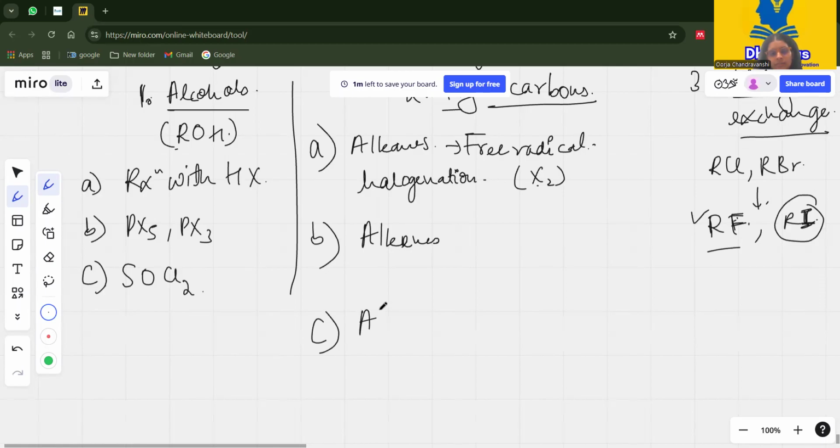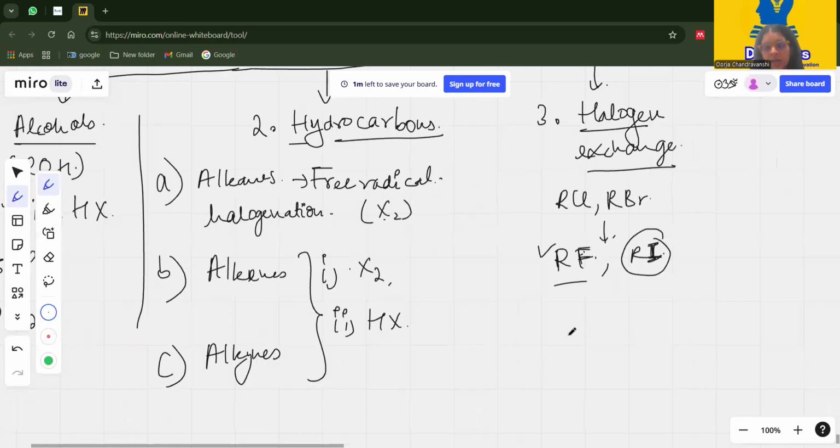Then alkenes and alkynes both will be undergoing two same processes where we'll directly be adding X2, and another one will be adding HX, which is called a halo acid or hydrogen halide.